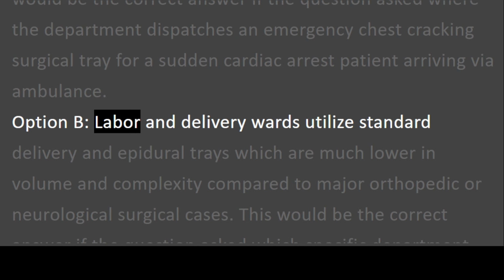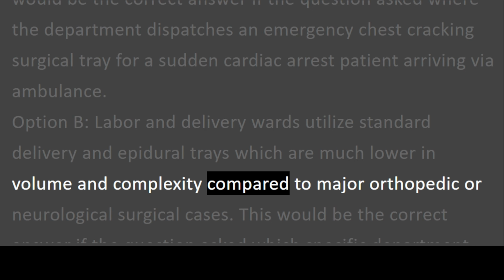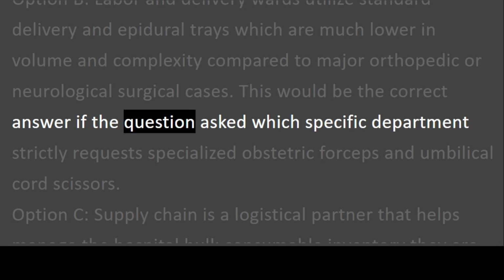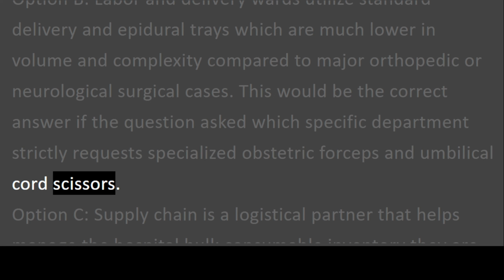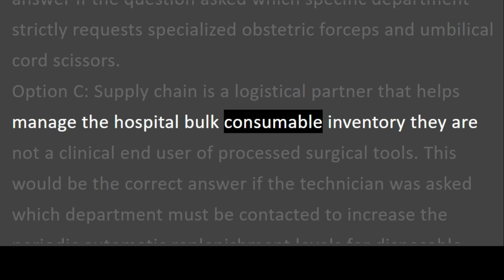Option B. Labor and delivery wards utilize standard delivery and epidural trays, which are much lower in volume and complexity compared to major orthopedic or neurological surgical cases. This would be the correct answer if the question asked which specific department strictly requests specialized obstetric forceps and umbilical cord scissors. Option C. Supply chain is a logistical partner that helps manage the hospital's bulk consumable inventory.